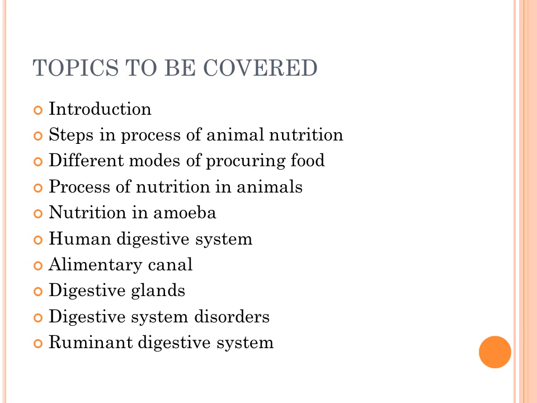Topics to be covered are introduction, steps and process of animal nutrition, different modes of procuring food, process of nutrition in animals, nutrition in amoeba, human digestive system, alimentary canal, digestive glands, digestive system disorders, ruminant digestive system.